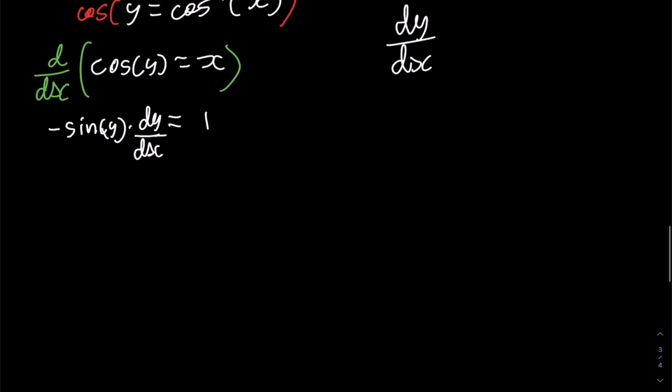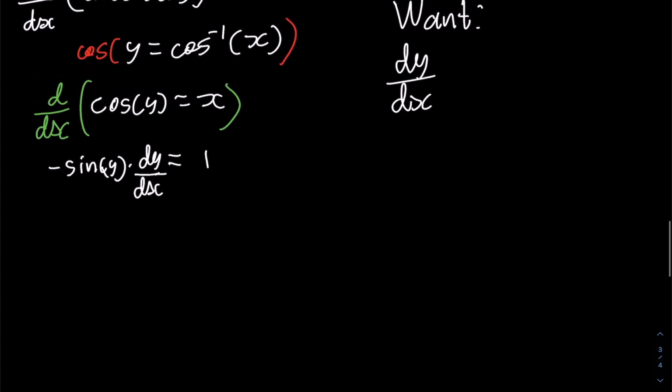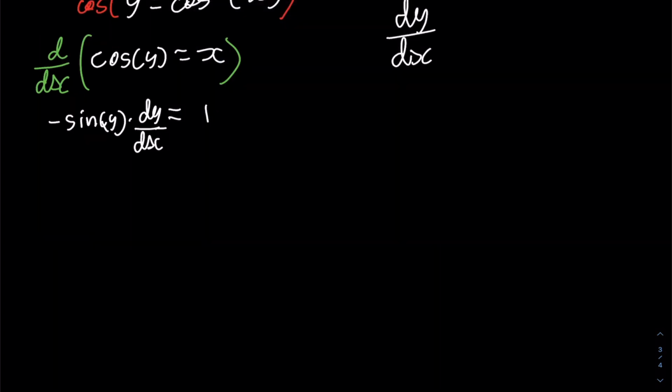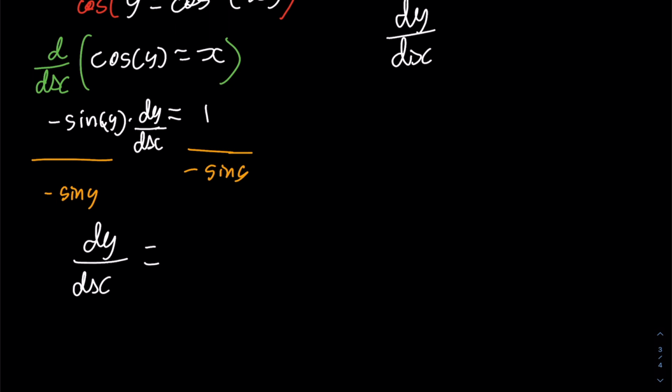So now all we need to do is isolate dy by dx. And how do we do that? Well, we just need to divide by negative sine of y on both sides. So what we see finally is that dy by dx is equal to 1 over, and then we can put the negative here, and then the sine of y.